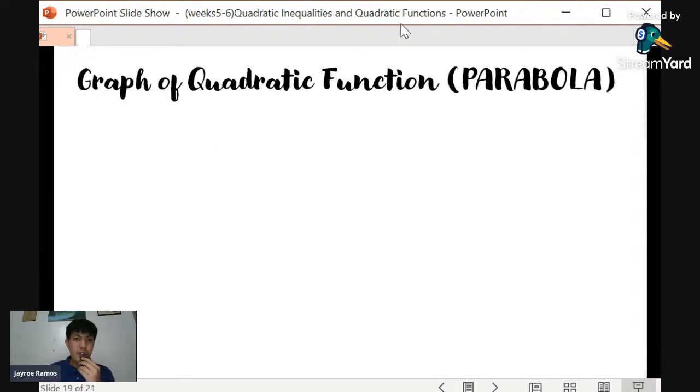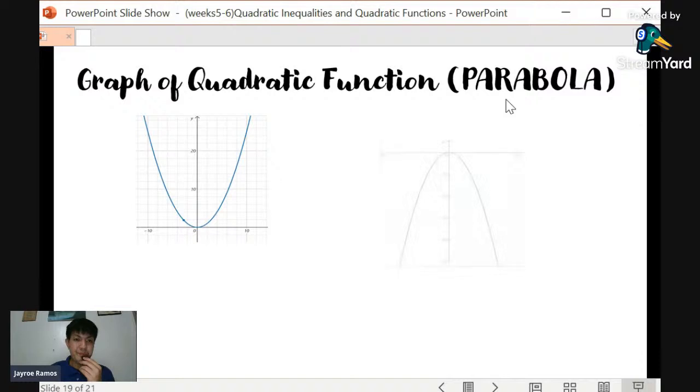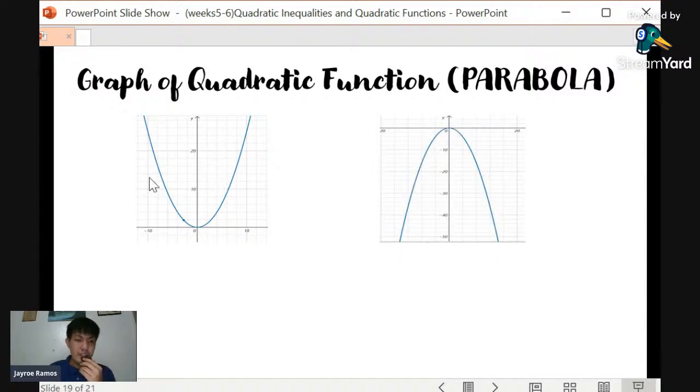Ngayon, we're going to deal with the graph of quadratic function. So don't forget this, no? The graph of quadratic function is called parabola. So yan po, no? Parabola. So that is the graph of quadratic function. Ano bang itsura ng graph ng quadratic function? So I will just show you the illustration of graph of a quadratic function. So these two are parabolas. So these are the graph of quadratic function. So this one and this one.